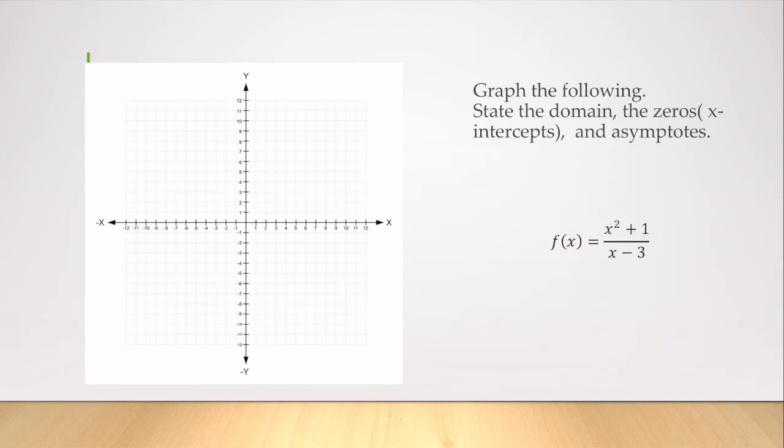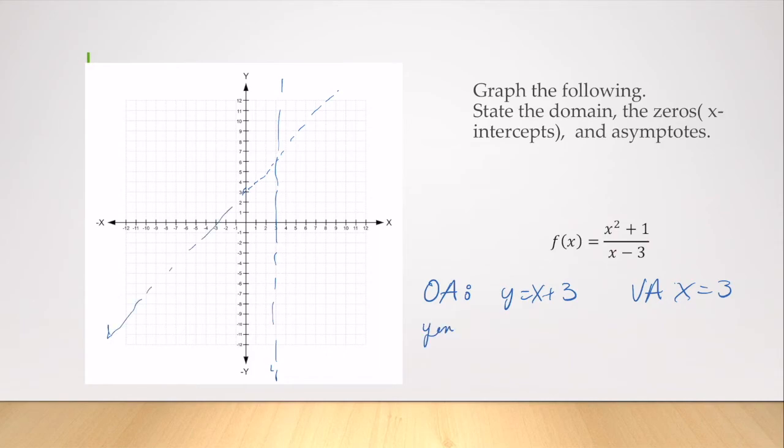Last but not least, let's graph x squared plus 1 over x minus 3. I had an oblique asymptote at y equals x plus 3 and a horizontal asymptote. I didn't have one of those, but I had a vertical asymptote at x equals 3. The multiplicity of our denominator is odd. Here's my oblique asymptote.